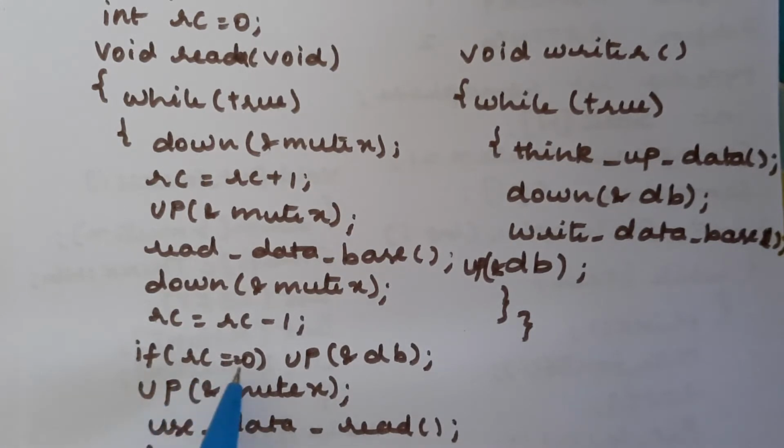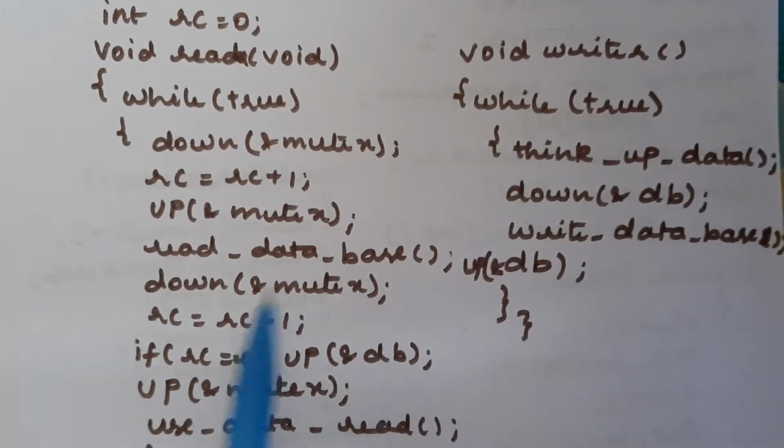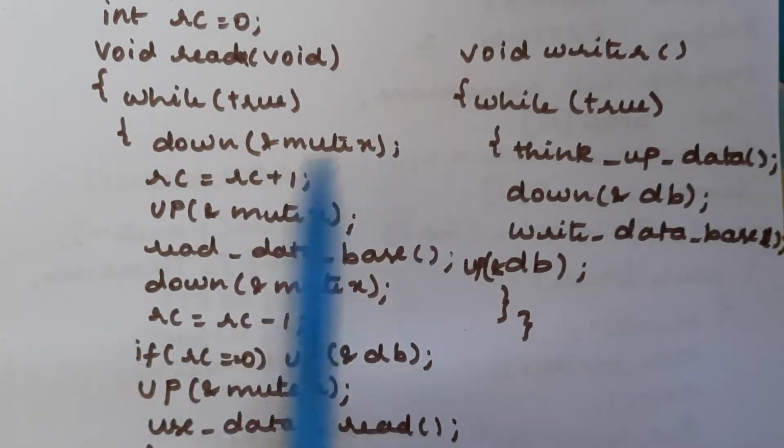If read count equals 0, then up of database, which is nothing but he is releasing the database. If it is 0, it means he is the last reader, so he has to release that particular common data whatever he is accessing, right? So releasing the exclusive access to database as well as that read count. Okay, and he enters into the non-critical region. So these are all the things that come under non-critical region. Okay, and then I repeat this.